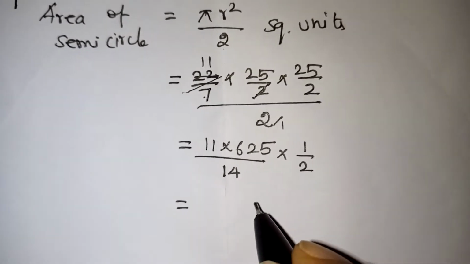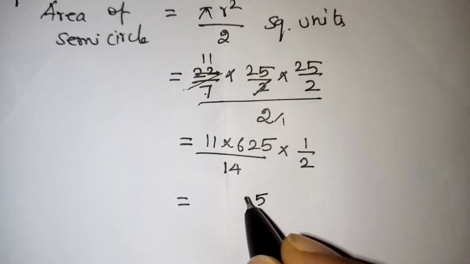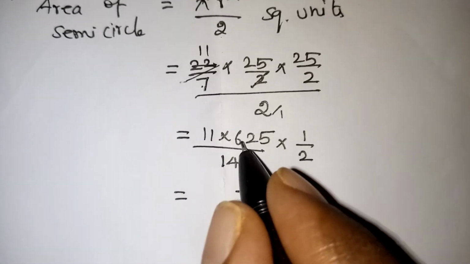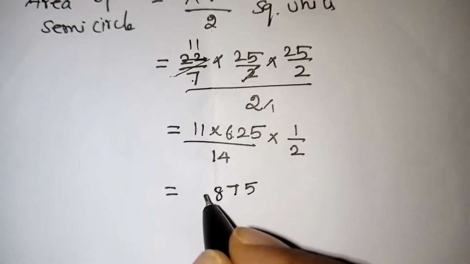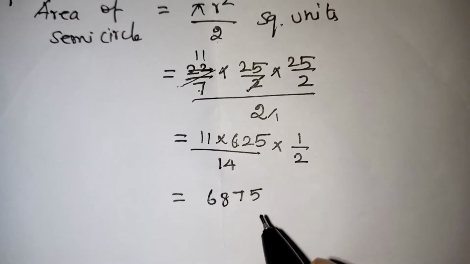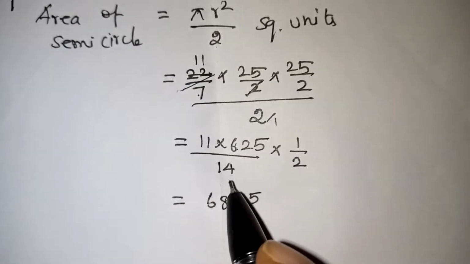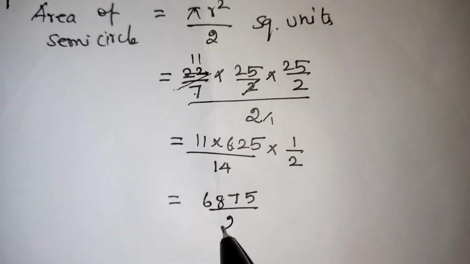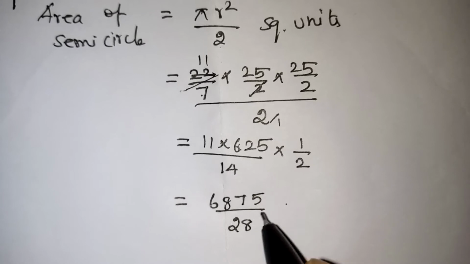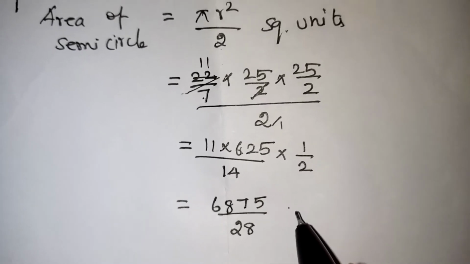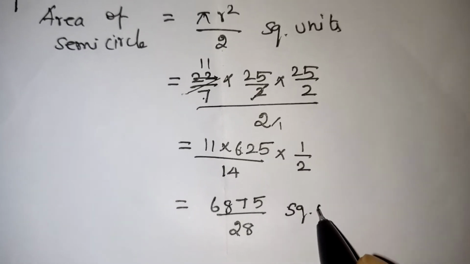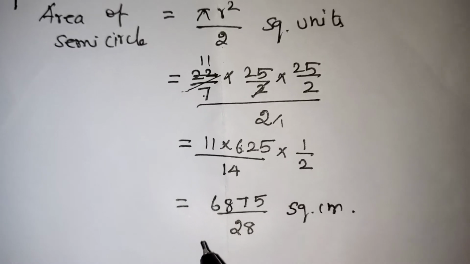11 multiplication is very easy. First write the number 5. Then add 5 plus 2, 7. Then add 2 plus 6 is 8. Then write this 6. That is the value of the 11 table multiplication. It's very easy. 14 2s are 28. Don't waste your time on just a cancellation. You just keep it as it is. This is your square centimeter. This is the area of the semicircle.